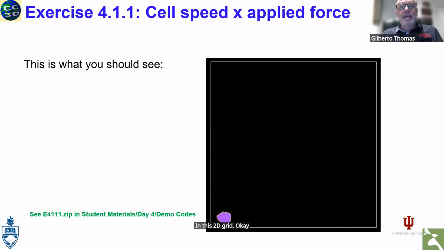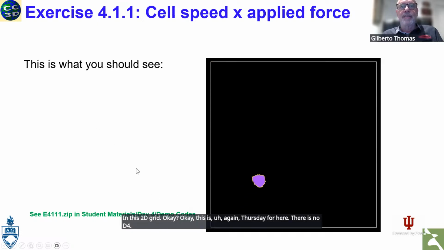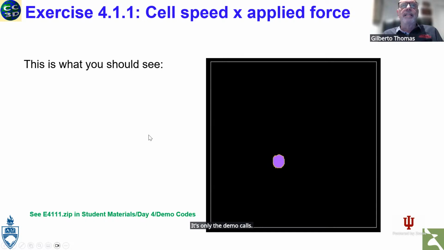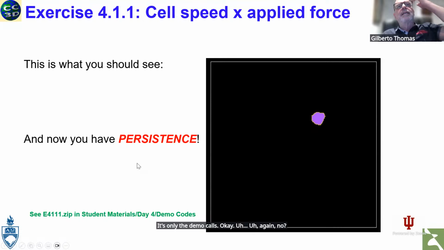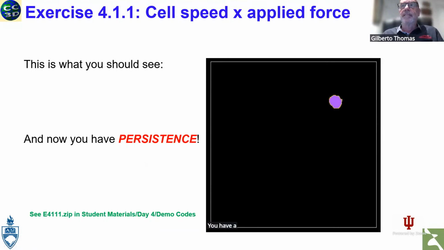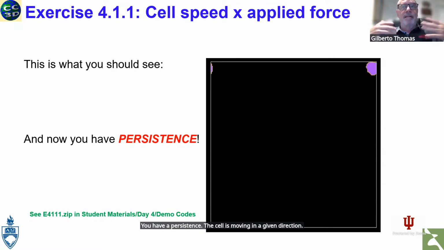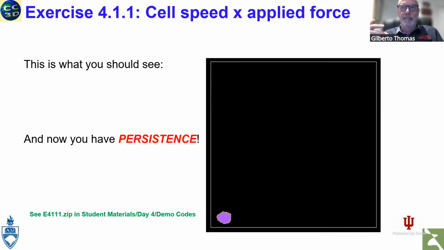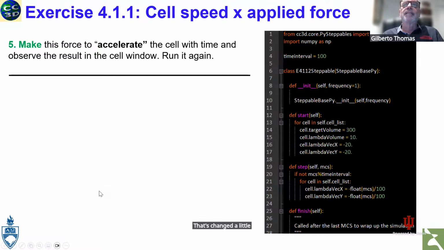Okay? Okay, this is, again, there is day 4 here. There is no day 4. It's only demo codes. Okay. Again, now you have a persistence. The cell is moving in a given direction at a constant speed, as you can see. Let's change this a little bit. Let's make the cell accelerate. Okay? So to do that, this is what we have to do now.